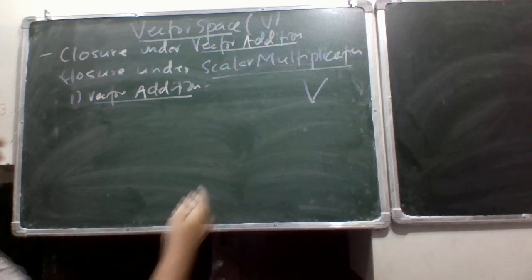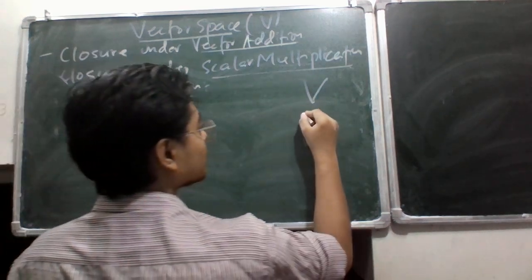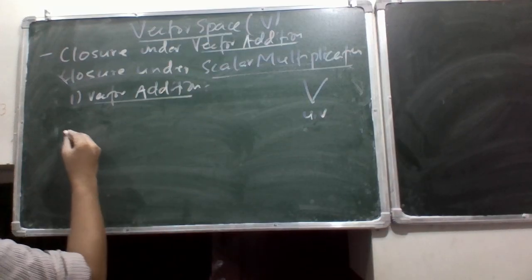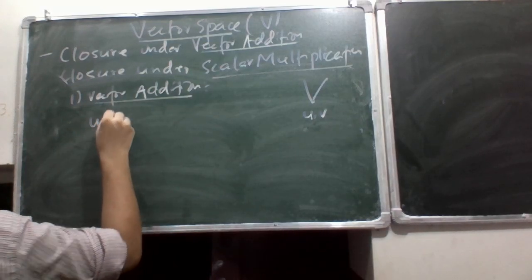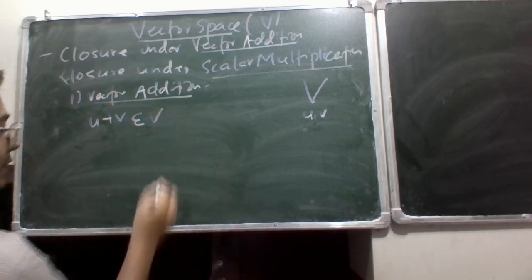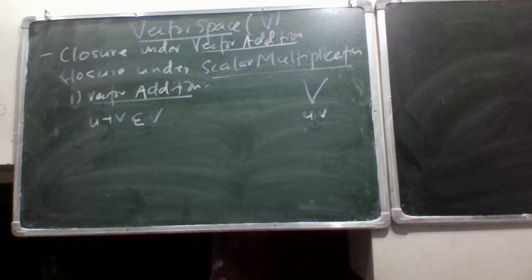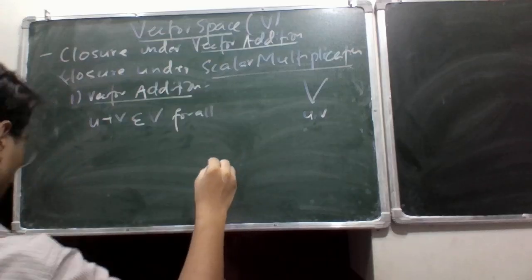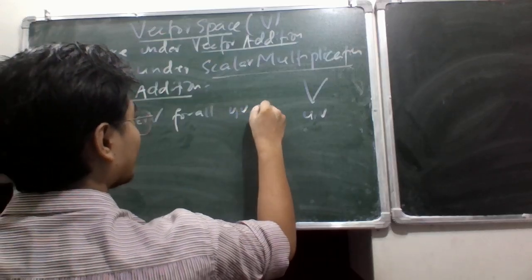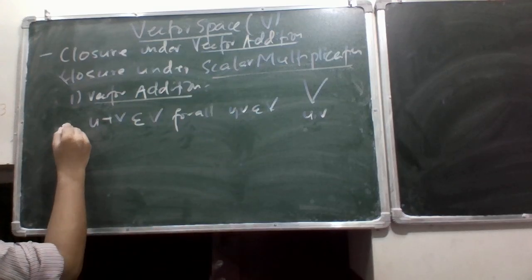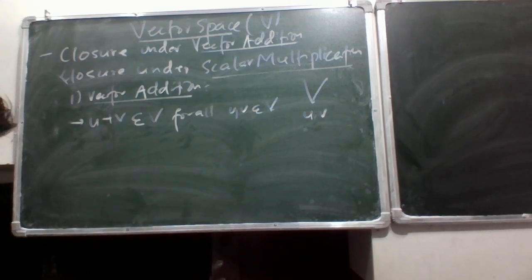So let's suppose in that vector space, we have two vectors, u and v. If that is the case, then if we add u plus v, then that also belongs to V, right? This happens for all u and v that belong to V, no matter what. This is the first property, and this property is known as the closure property.